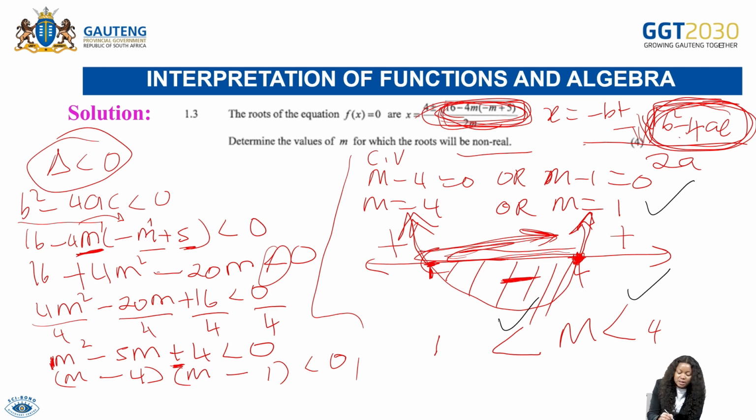Then you get a mark for saying that your discriminant needs to be less than 0. Ne? And then you get a mark for getting your standard form, which is m squared minus 5m plus 4. That's another mark, and then you get your total of 4 marks. Ne? I hope you all understand.